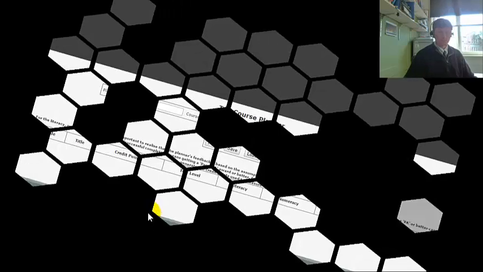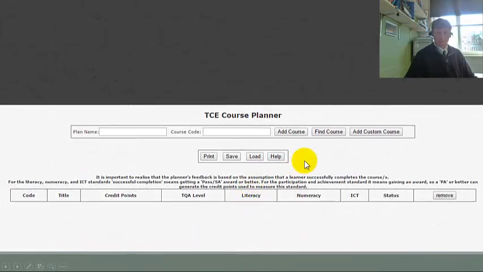Now this is the course planner that you would have seen last year. When you choose your subjects, it'll come up to here to see whether you've got an ICT, numeracy or literacy requirement. You need to have those done over 2 years. If you don't have them done, you've got to do that safety net testing I'll talk to you about. But your TCE coordinator will alert you to that.